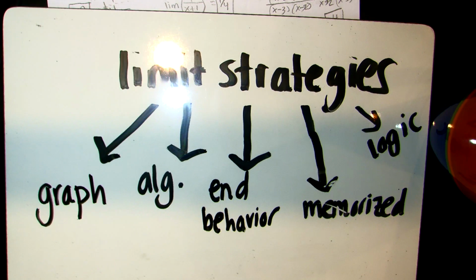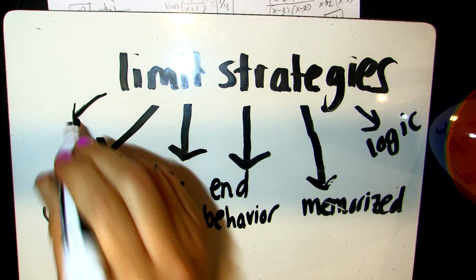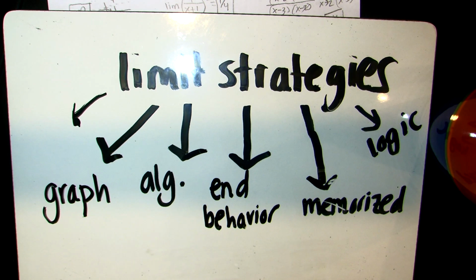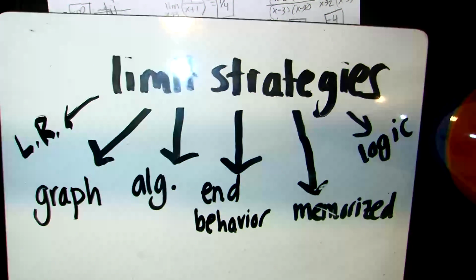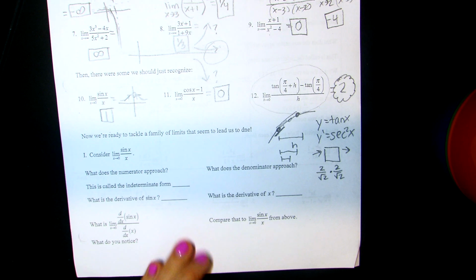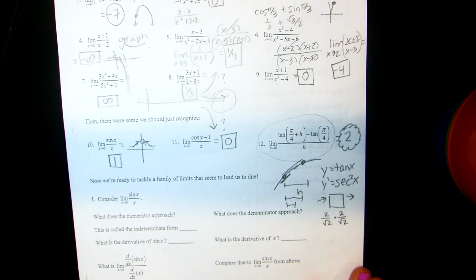So our very last limit strategy, this is from the first video, is called L'Hopital's rule. So I'm just going to put LR right here, and we'll go back to our L'Hopital rule packet that we accessed for video 1. And we're now going to tackle a family of limits that seem to lead us to DNE.